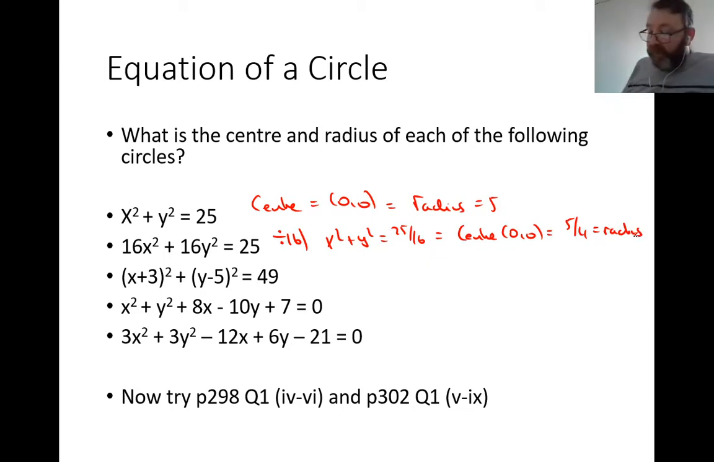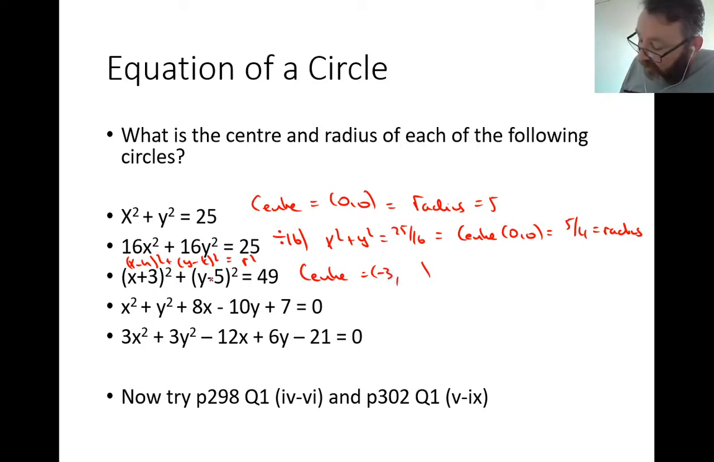Okay, next one. Now you'll notice x and y are both adjusted, okay? So this follows x minus h squared plus y minus k squared equals r squared. And again, you can read off the centre. The centre, in this case, is: if minus h is equal to plus 3, then h must be equal to minus 3. If minus k is equal to minus 5, well then k must be equal to plus 5. So there is your centre. And the radius is again nothing more than the square root of the last number. Radius is 7.